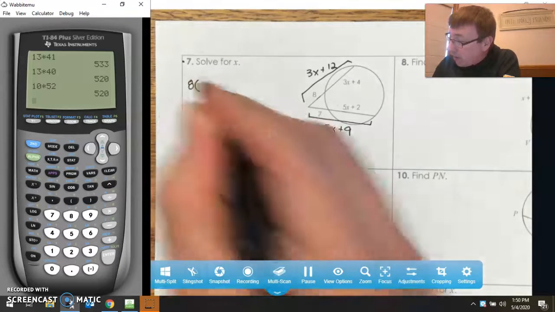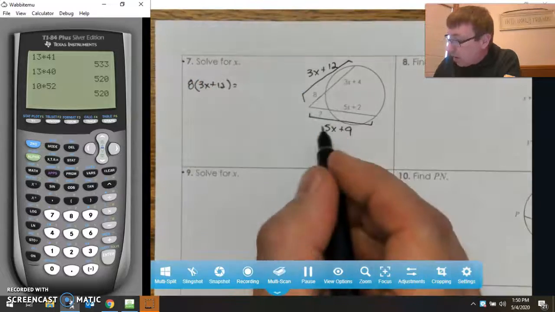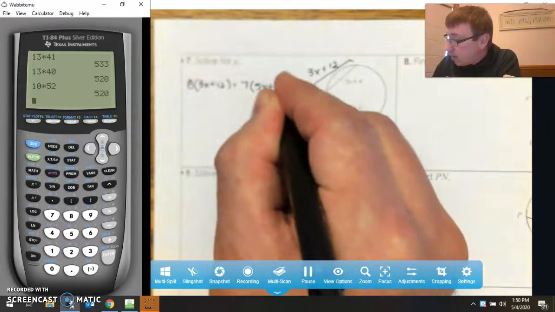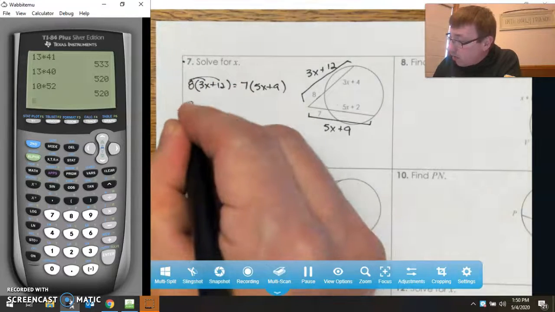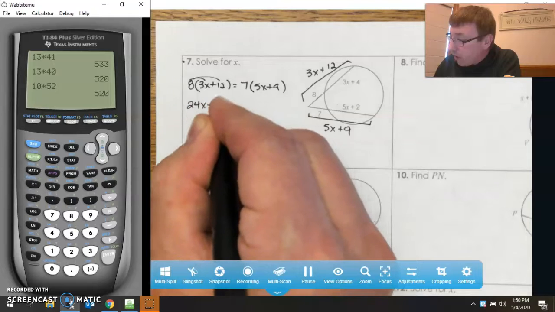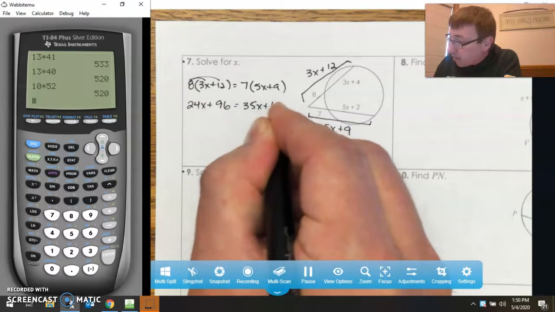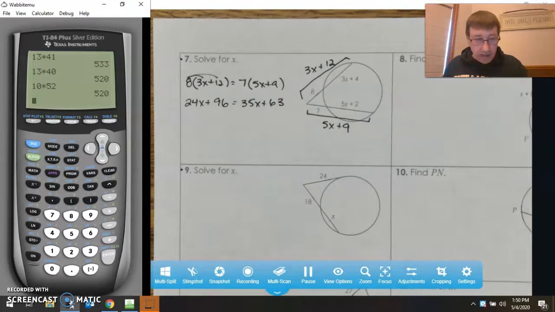The outside times the whole thing is equal to the outside times the whole thing. Do some distributing here. 24x plus 96 is equal to 35x plus 63. Now there are more x's on the right side.